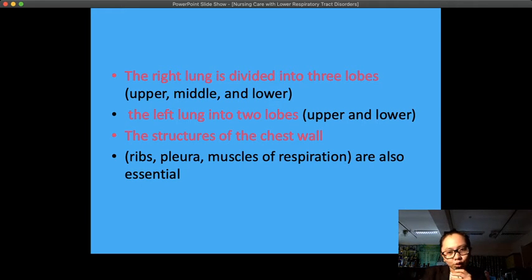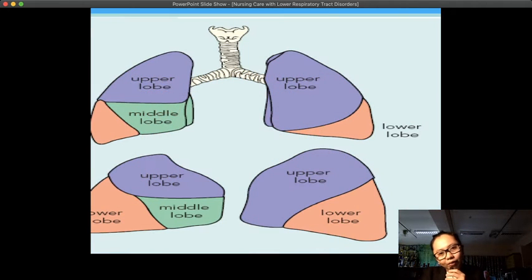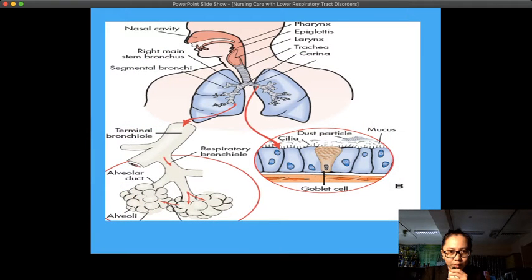And then muscles of respiration. Okay? So we have the upper lobe, the middle lobe, the lower lobe. Okay. So we have the nasal cavity, alright? So there are so many things. Okay, our body is very complex. No, it was and it is wonderfully made by God.